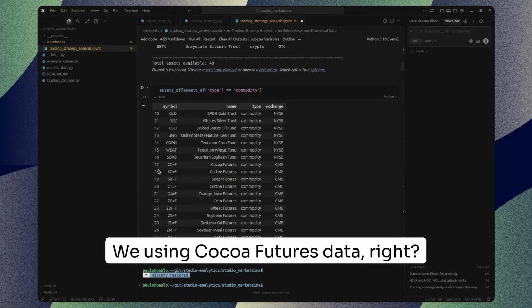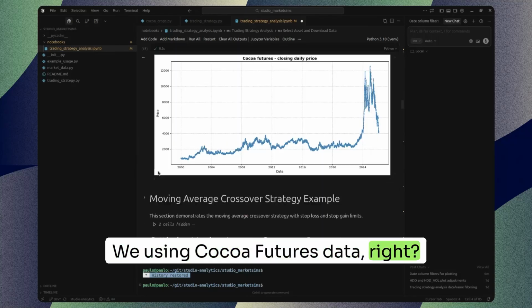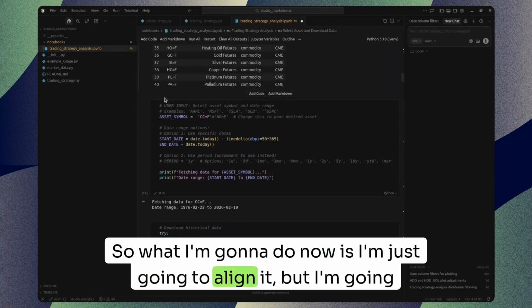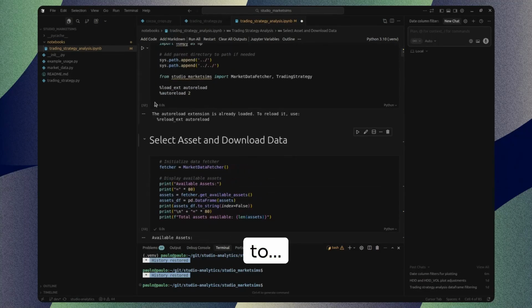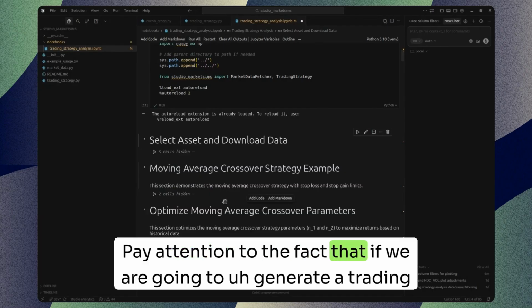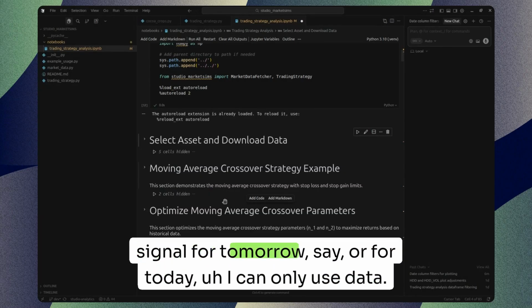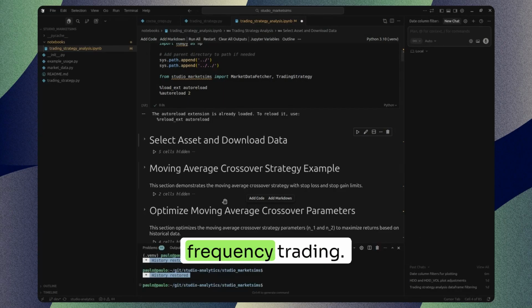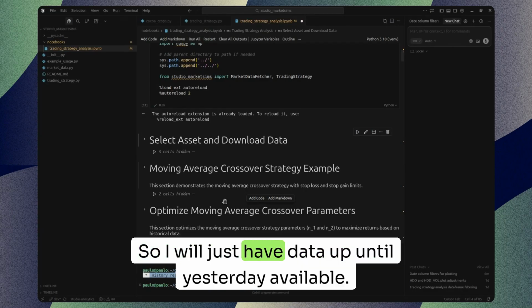We are using cocoa futures data, right? This data right here. So what I'm going to do now is align it, but I'm going to pay attention to the fact that if we are going to generate a trading signal for tomorrow, say, or for today, I can only use data... In this setting, we are working with daily variables, right? It's low frequency trading. So I will just have data up until yesterday available.